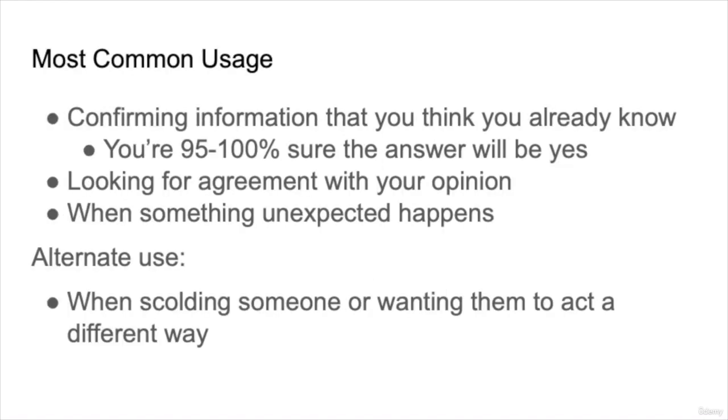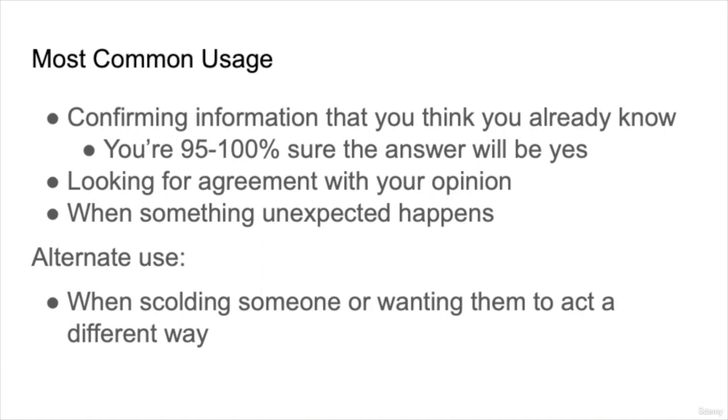The most common usage of negative questions is for confirming information that you think you already know. And you're quite sure about this. You're 95 to 100% sure the answer will be yes if you're asking the question. You can also use the negative questions for looking for agreement with your opinion. So if you have an opinion and you expect someone to agree.